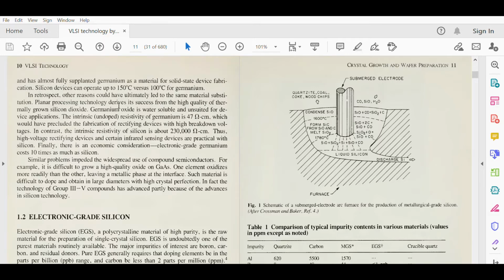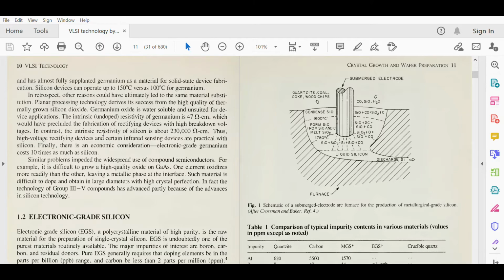Planar processing technology derives its success from the high quality of thermally grown silicon dioxide. Germanium oxide is water soluble and unsuited for device applications. The intrinsic, which is undoped, resistivity of germanium is 47 ohm per centimeter, which would have precluded the fabrication of rectifying devices with high breakdown voltages.